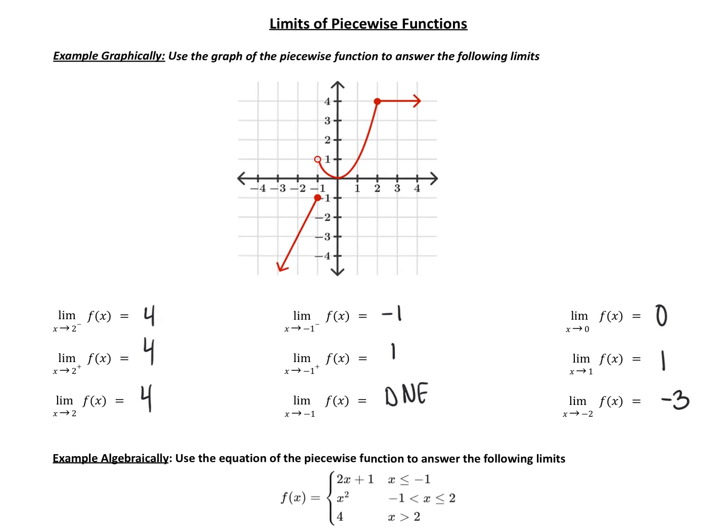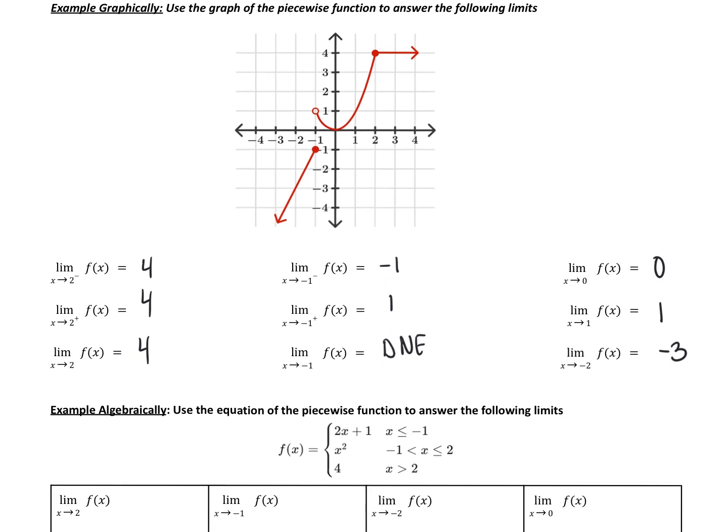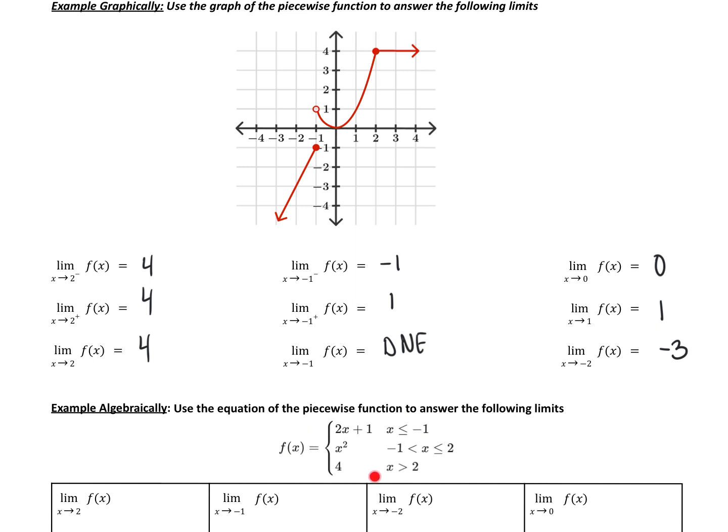Okay, so if we now go to an example algebraically, what you're going to notice is that this piecewise function is actually this piecewise function. Why? We have the line 2x plus 1 when x is less than or equal to -1. So this line, if you were to continue the pattern, would go through the y-axis at 1, and you could tell that it has a slope of 2. So therefore, this line, if it were the whole thing, would be 2x plus 1. This is your x squared graph, and I want that from -1 to 2. And this is the line y equals 4 when x is greater than 2.